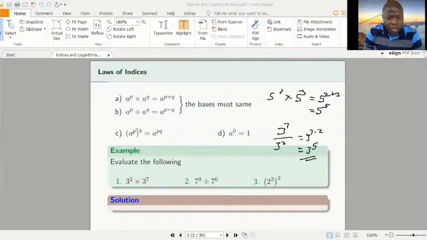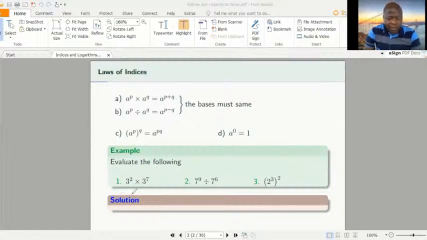I've also said here that a raised to p, then the whole thing raised to q, is the same as we just multiply these powers, p times q. So it will be a raised to pq. Then I've said that a number raised to 0 shall be 1. So these are the laws of indices, and we want to use them to do examples.